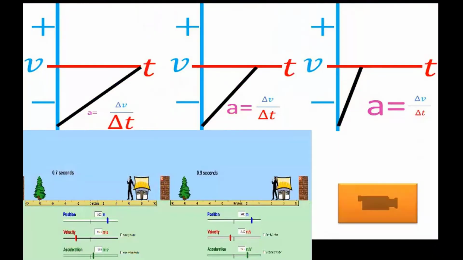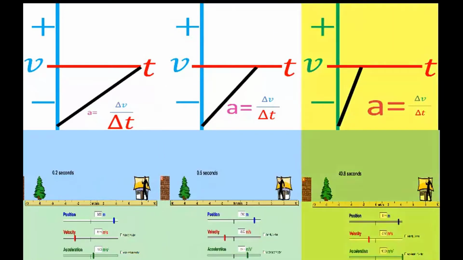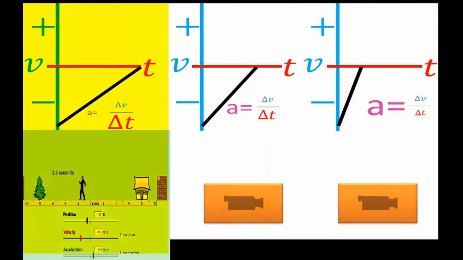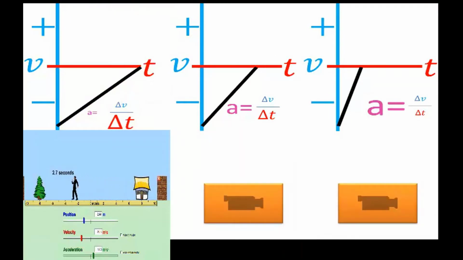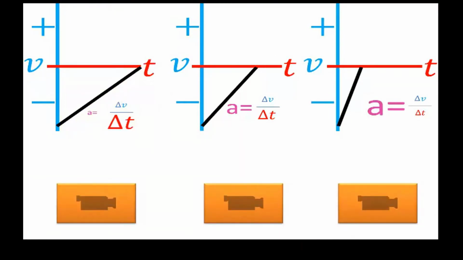They are all decelerating, so I could say high deceleration, medium, low deceleration. Notice they were all heading to the left. Their velocity was negative in all cases.